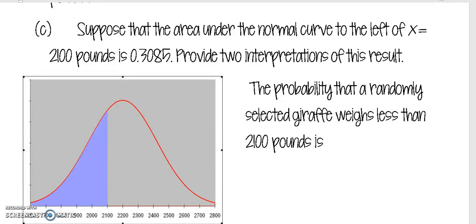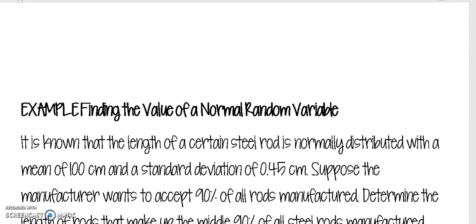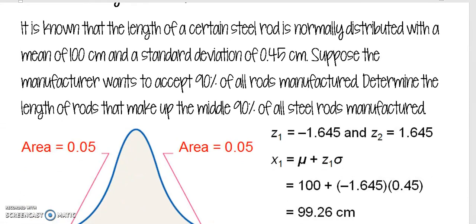So the first would be that the probability that a randomly selected giraffe weighs 2,100 pounds or less is 0.3085. Or another interpretation would be that 30.85% of giraffes weigh 2,100 pounds or less. And I have one more example from my buddy Mike Sullivan.